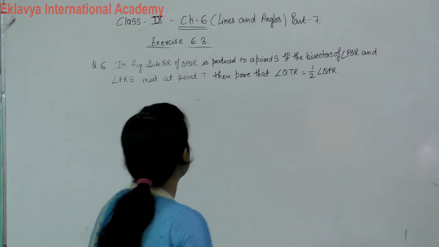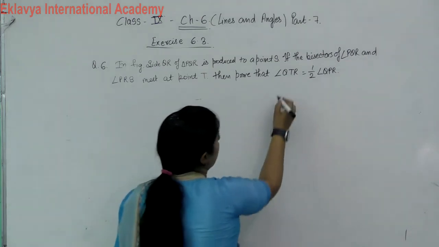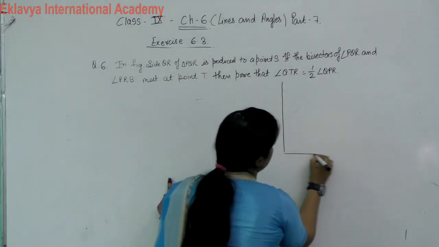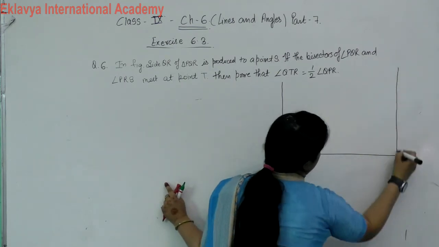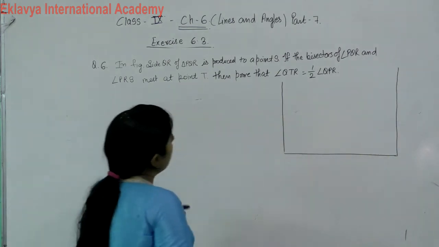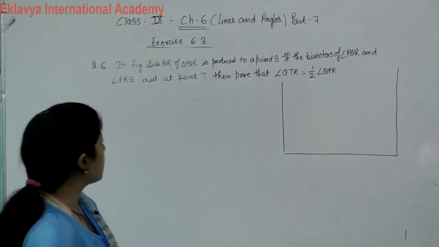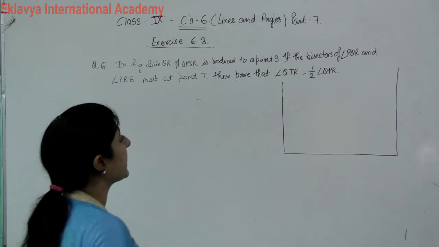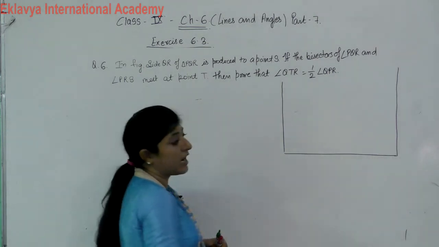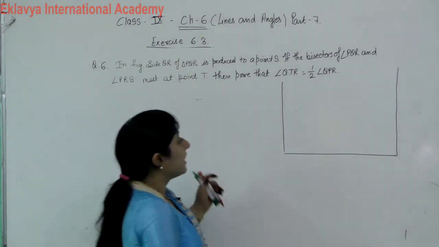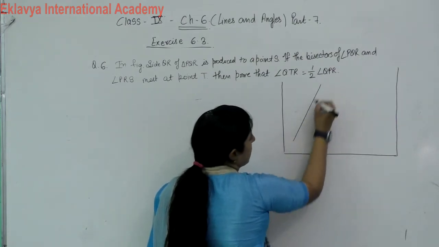In the figure, side QR of a triangle PQR is produced to a point S. If the bisectors of angle PQR and PRS meet at point T, then prove that angle QTR is equal to half of angle QPR. We need firstly triangle PQR.